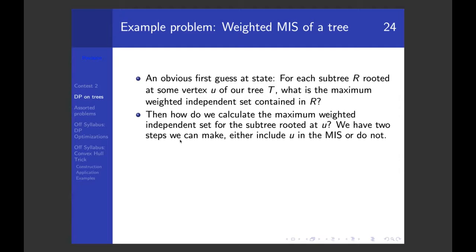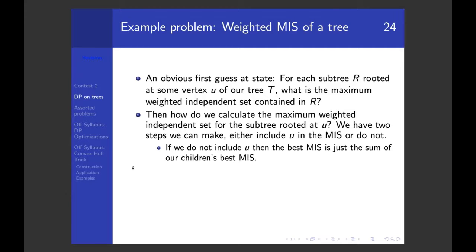Let's consider recurrence. We have two options. We either include U in our MIS, our maximum independent set, or we don't. Let's consider the case where we didn't include U. Then if we don't include a node, let's say we have 3 children, then we're free to include our children if we want, or we're free to not include our children. Like, we don't have to, but we're free to if we want, which means the answer is just the maximum independent set of this one, of this one, of this one, and we add them together.